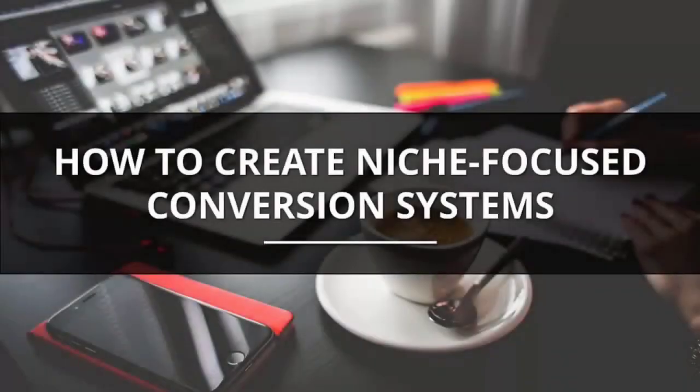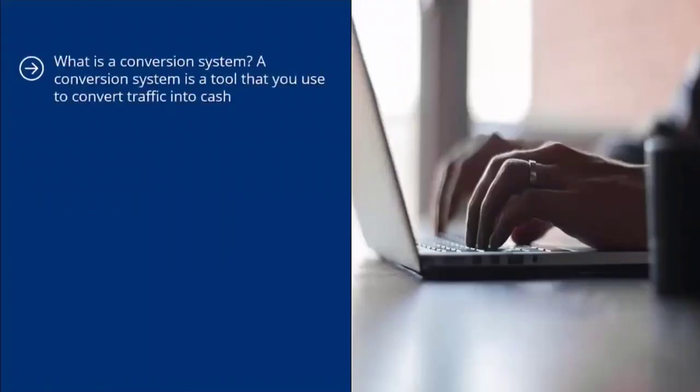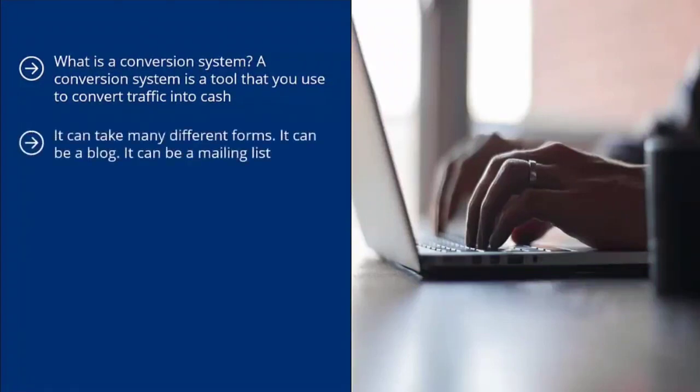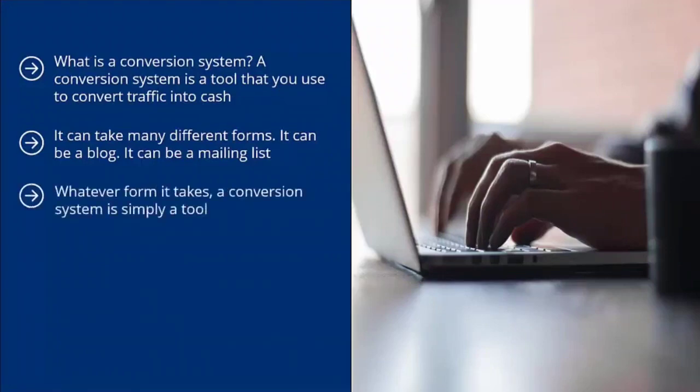Create niche-focused conversion systems. What is a conversion system? A conversion system is a tool that you use to convert traffic into cash. It can take many different forms. It can be a blog. It can be a mailing list. It can be an ad you took out on Google AdWords or Facebook. It can be an article that you paid a blogger to post. It can be a picture with a promo code that you paid an Instagram personality to post. Whatever form it takes, a conversion system is simply a tool. It's all about drawing and taking traffic and converting it into cash.